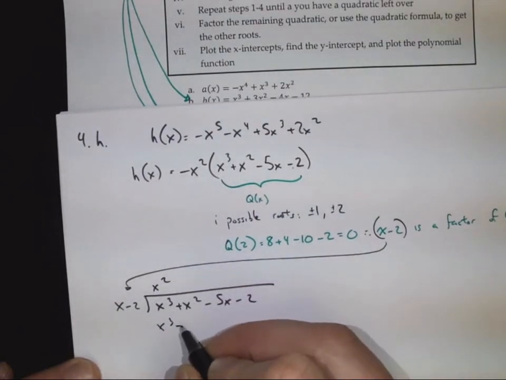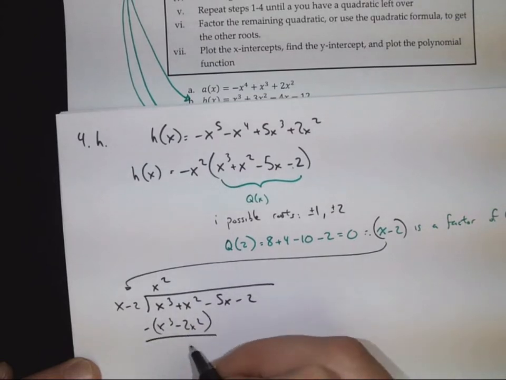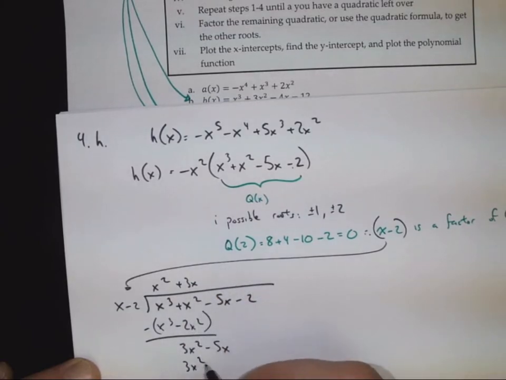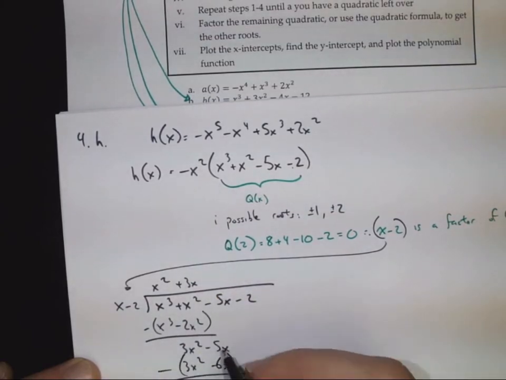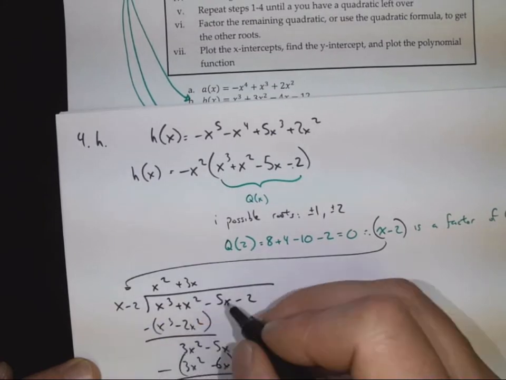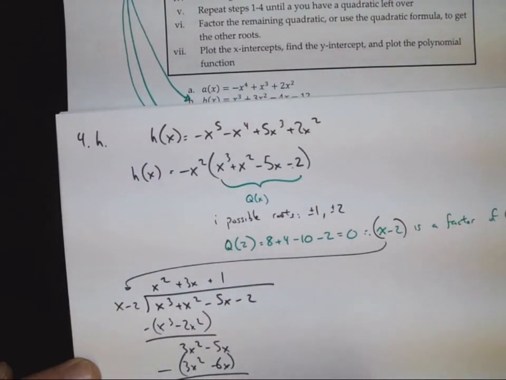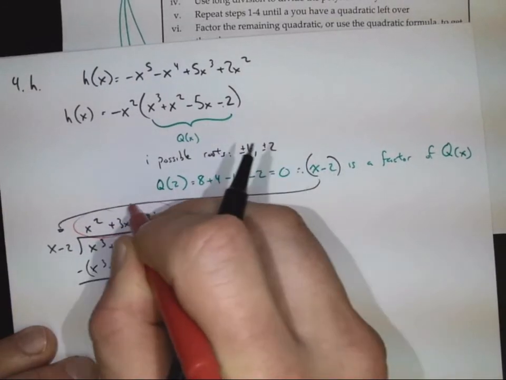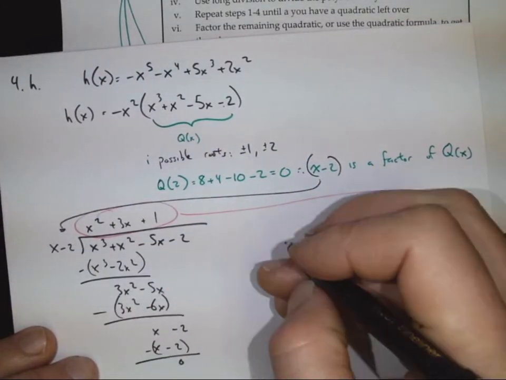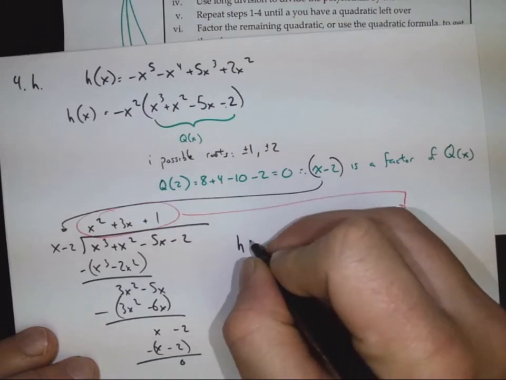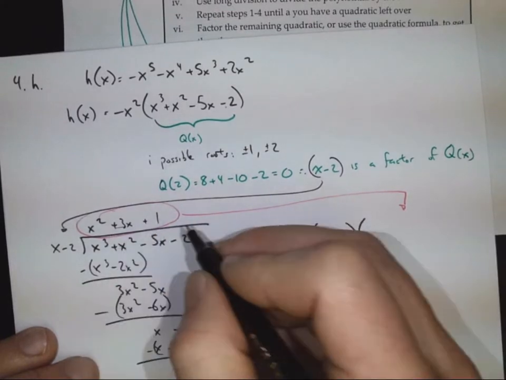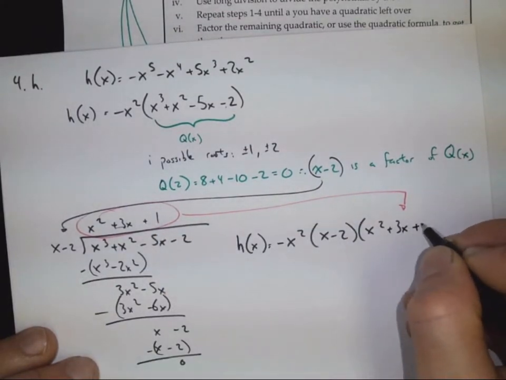X cubed minus 2x squared. And it's going to give us 3x squared minus 5x. 3x squared minus 6x. And that's going to give us x, take away 2, 1. Interesting. Minus x minus 2, that gives us 0. Okay. So we take that value, and we get a new function. So we've got h of x is equal to negative x squared times x minus 2 times x squared plus 3x plus 1.